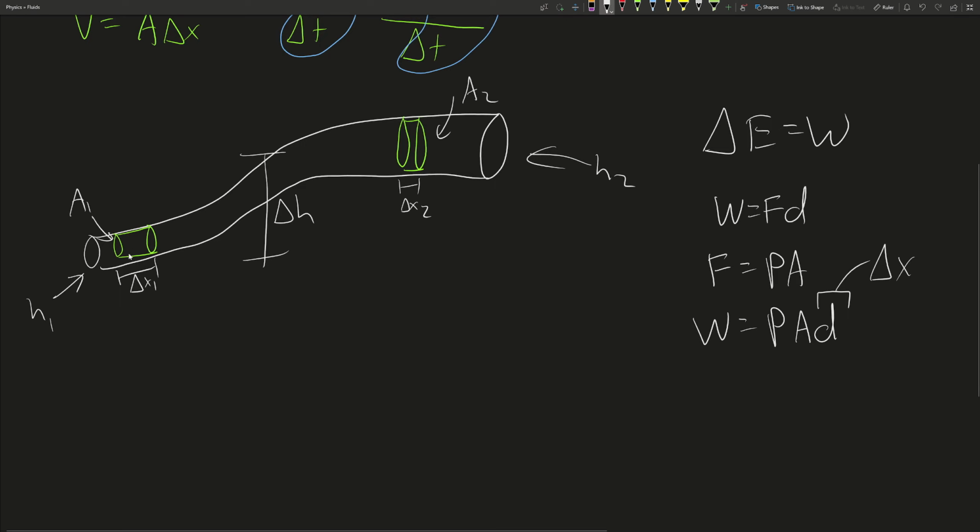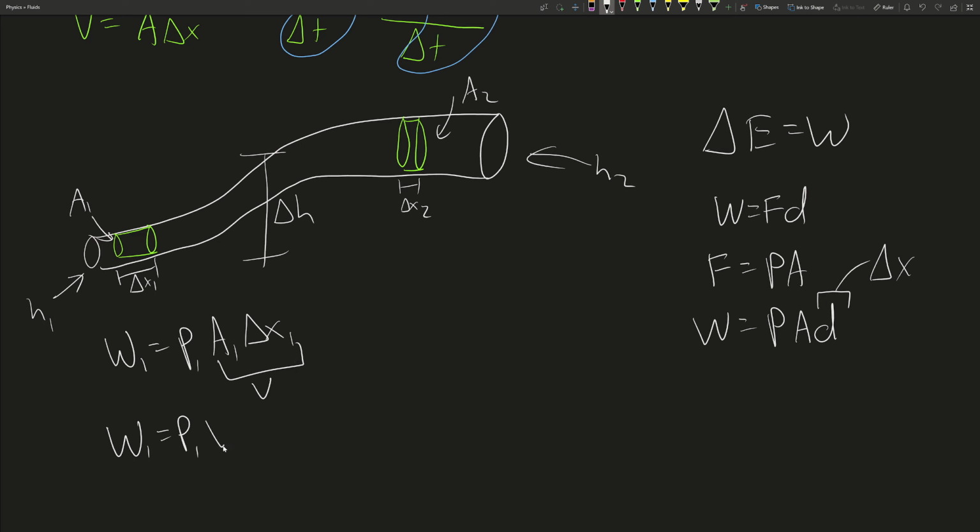So let's look at the work being done on the system and the work going out of the system. So we have the work on side 1. Work on side 1 is equal to the pressure at side 1 times the area of side 1 times the change in x1. And now we can write this as just the volume of water here. And we know that since the mass is the same and the fluid is incompressible, meaning the density is the same, the volume is also the same. So work 1 is equal to pressure 1 times volume.